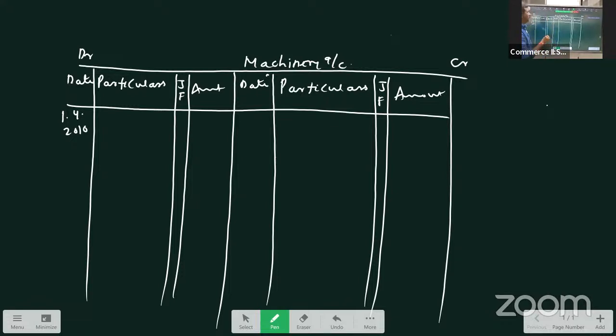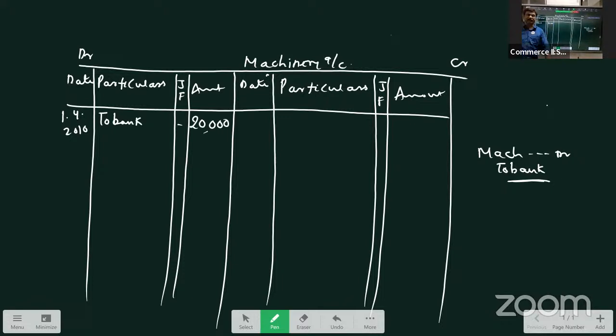What is the general entry we pass if we are purchasing machinery? The general entry we pass is machinery account debit to cash account or to bank account. Suppose it is a big payment, we take it to bank. So here, machinery account is to be debited with to bank. And what was the amount we have taken in our example? It is 20,000. Okay, 20,000 is the cost of the machinery which we purchased on 1st of April.